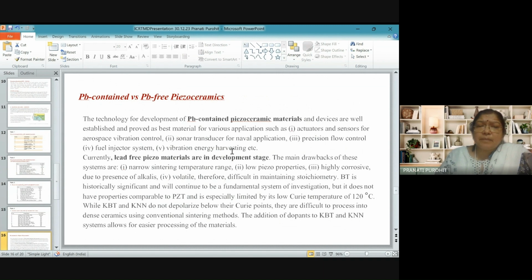So this is the comparison of lead-containing and lead-free ceramics. Lead-containing ceramics are well verified, and they are now applied in different systems. But the lead-free piezo materials are in the development stage. Researchers are still working to increase the piezoelectric coefficient and also the Curie temperature, so that they can have device applications.